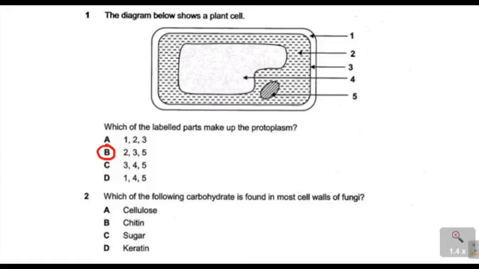So this is our next question right here. The question reads, which of the following carbohydrates is found in most cells of fungi? We have A, cellulose, B, chitin, C, sugar, D, keratin. So which of these carbohydrates is found in most cell walls of fungi?